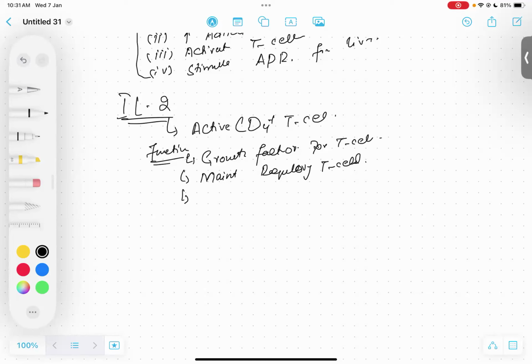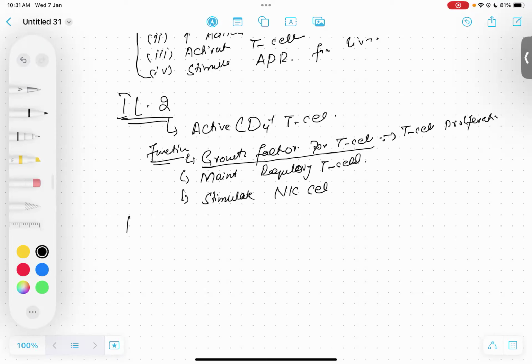And the third function of this is to stimulate natural killer cells. This is the most important function of this, that they will stimulate T cell proliferation. So remember that. Okay.